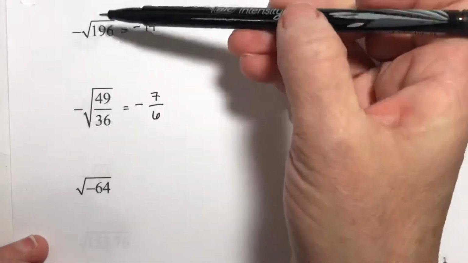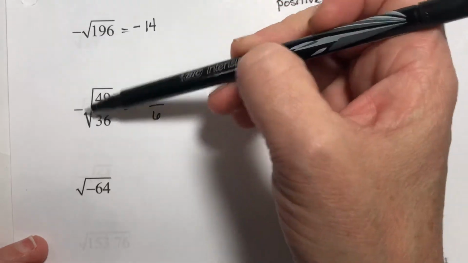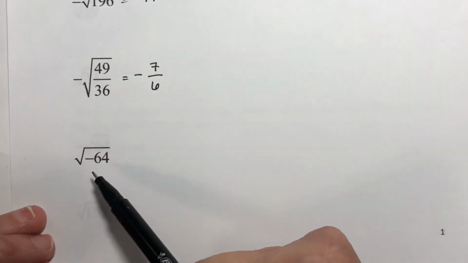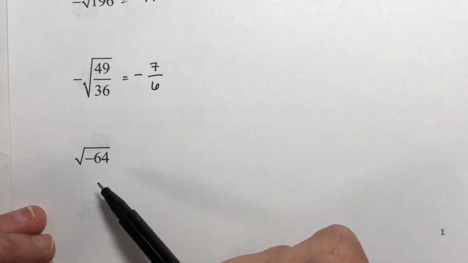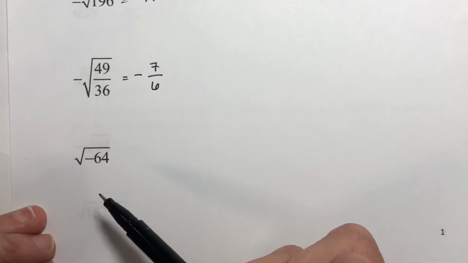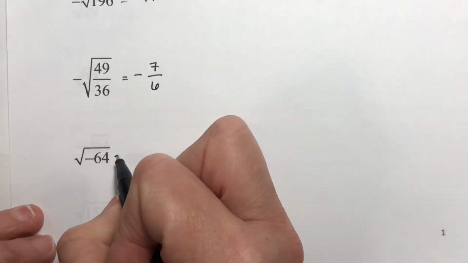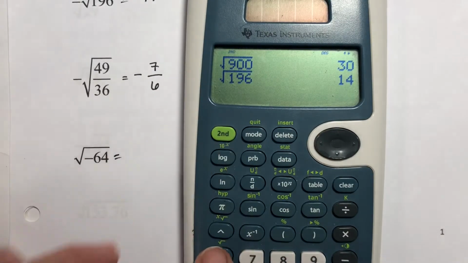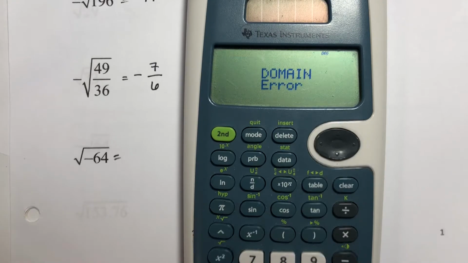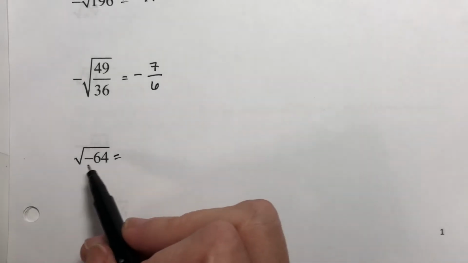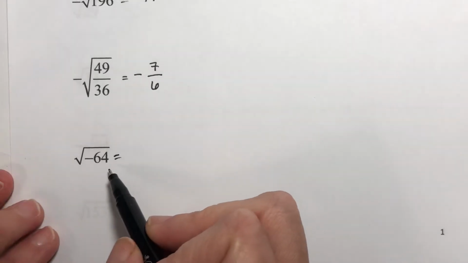Okay, so here and here, we've had the negative on the outside of the radical. Here we have a negative on the inside. If you have a negative on the inside of a radical, it can cause problems. Okay? Let's just try to put it in our calculators exactly as it is. So I'd enter the square root of negative 64, and it's going to tell me domain error. And that's because this is saying what number times itself gives you negative 64.